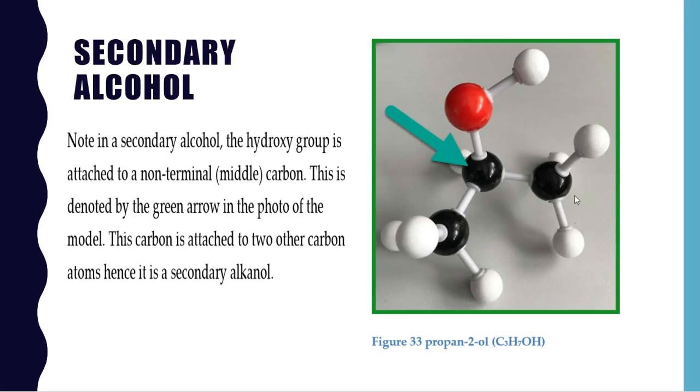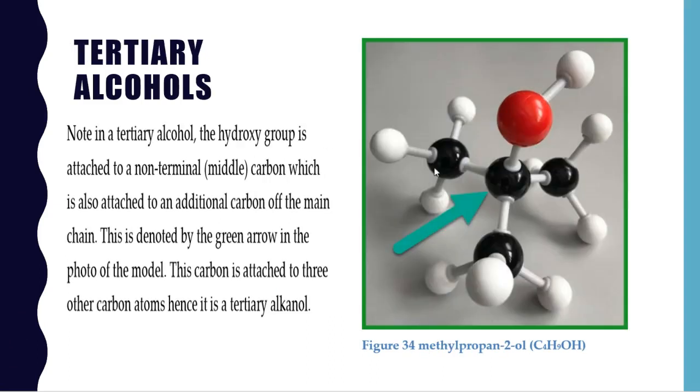Looking at the next one, in this secondary alcohol, the hydroxyl group now is attached to a non-terminal carbon. So it means one of those middle ones. So here is my hydroxyl group. It's attached to this carbon here, and this carbon here is actually attached to 1 and 2 other carbon groups. And so we will call that a secondary alcohol. And if we look at this one here, these are our more complex structures. We can again see here's our hydroxyl group. It's attached to this carbon here, and this carbon here is attached to 1, 2, 3 other carbon groups, giving it the name a tertiary alcohol.